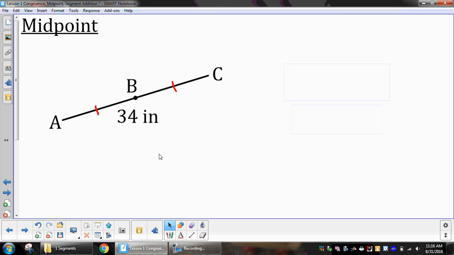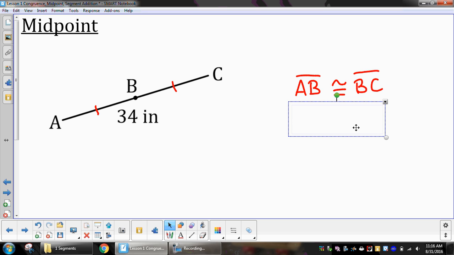Another thing we want to talk about with segments is a midpoint of a segment. So A and C are the endpoints of segment AC. B is the midpoint. I know it's the midpoint because of these two slashes. The midpoint B creates two smaller congruent segments. So AB and BC, those segments are congruent to each other. And I can write that just like this: segment AB is congruent to segment BC.